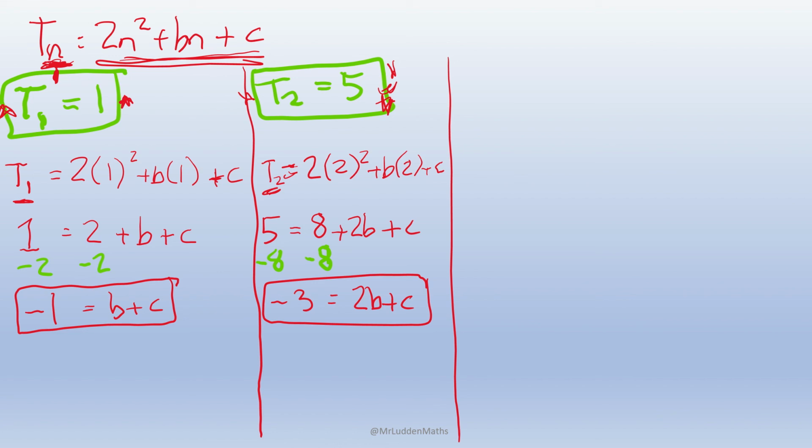So over here, I've got equation number 1. Actually, let me write that in.